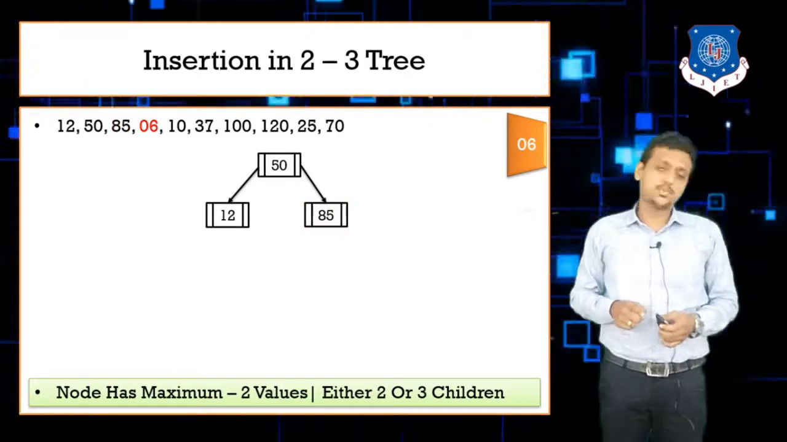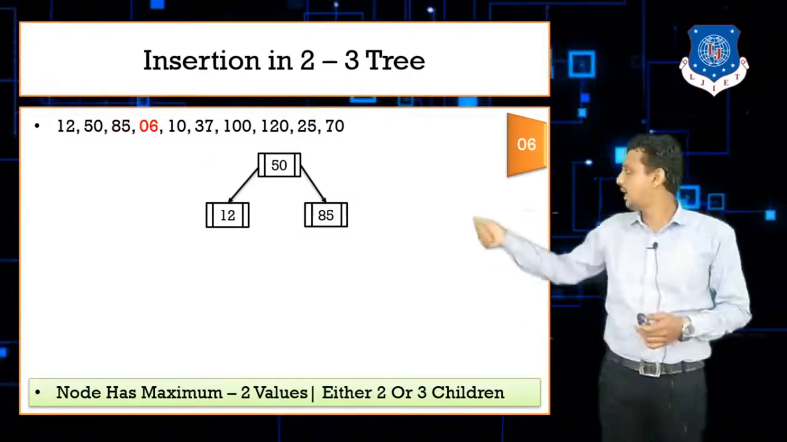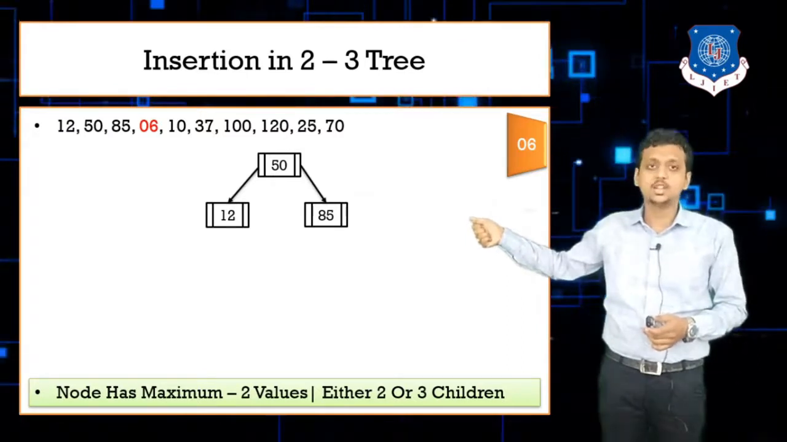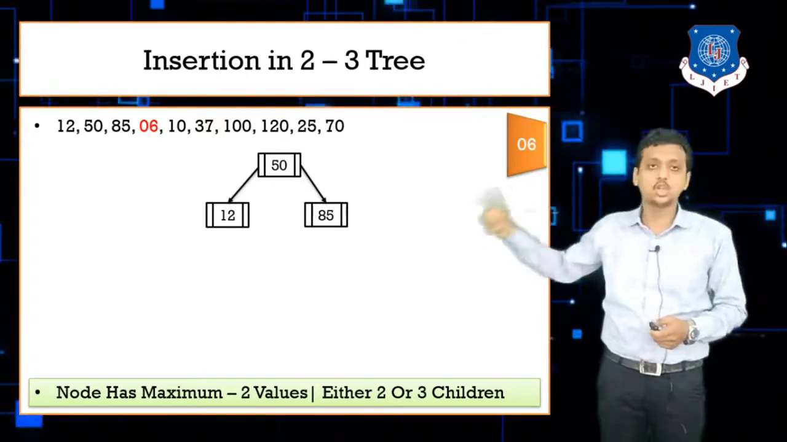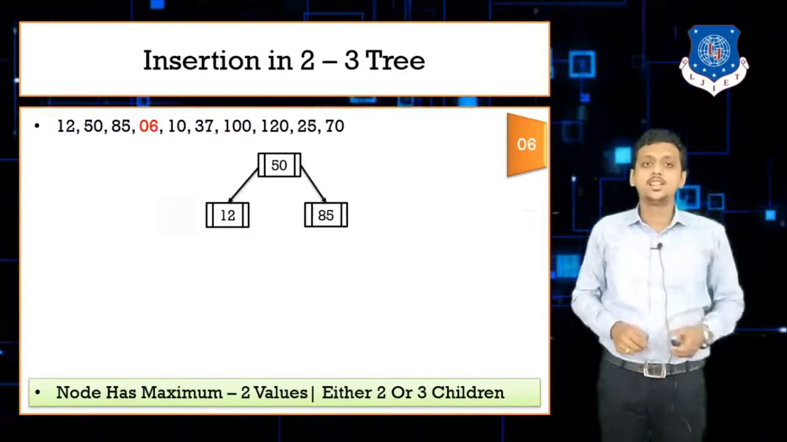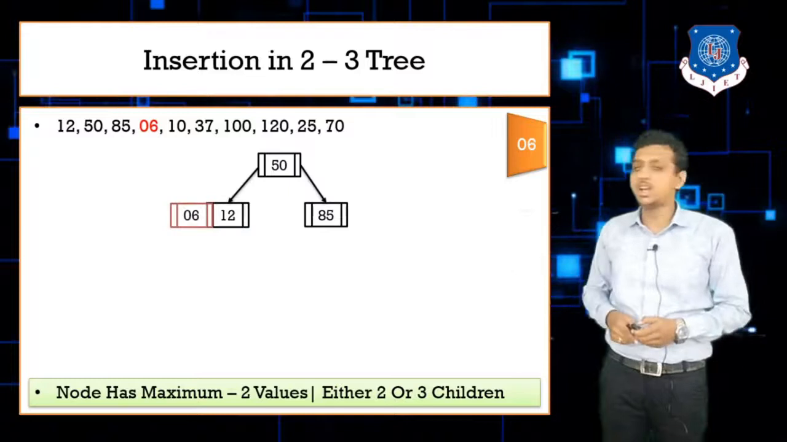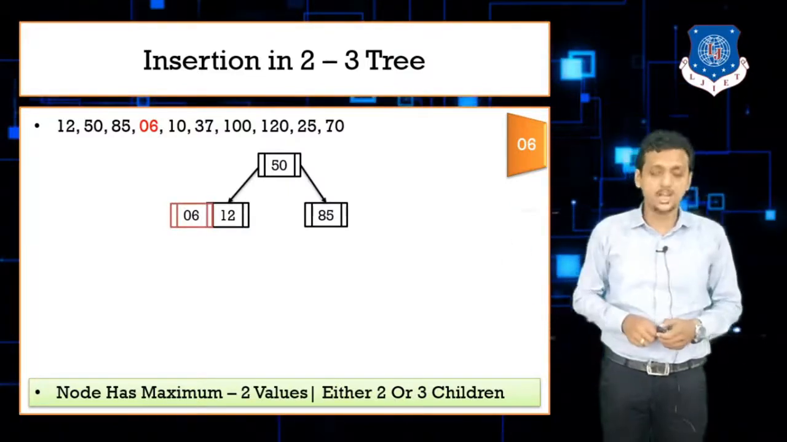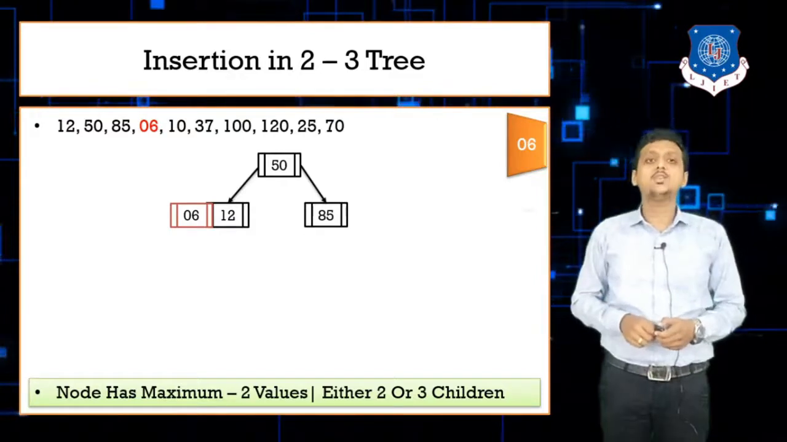Insertion always starts from the leaf node. Here we have 12 on the left side of the 50, so I can insert 6 on the left of 12, at the same position as 12. Here it is. 6 is inserted on the left side of 12, so the node becomes 6 and 12 together.